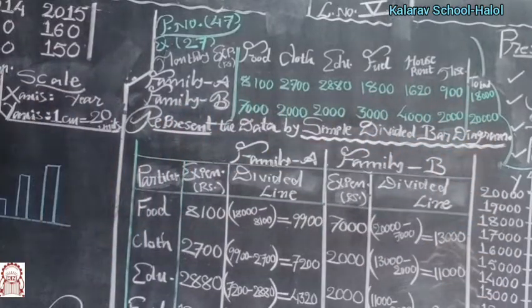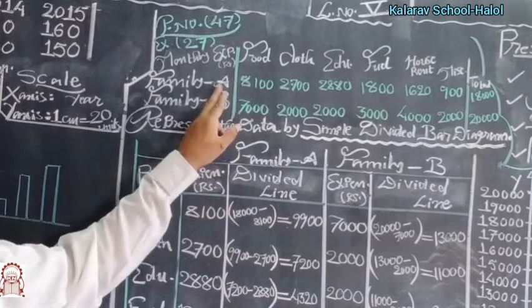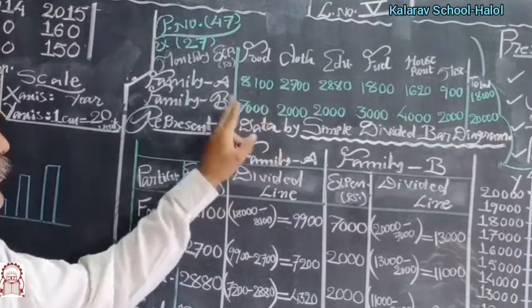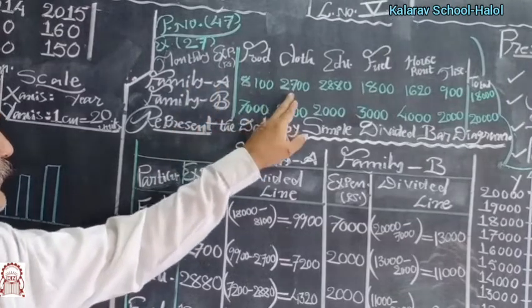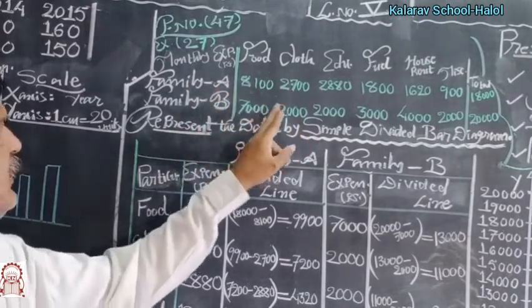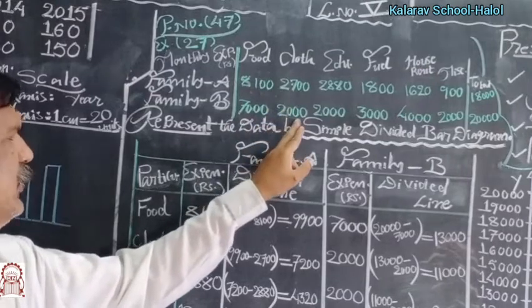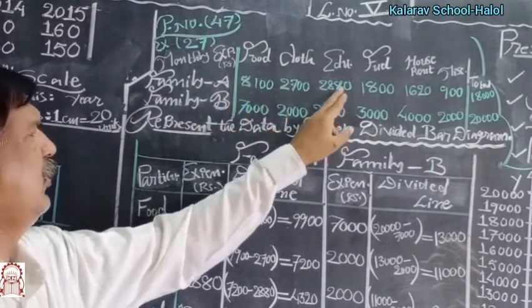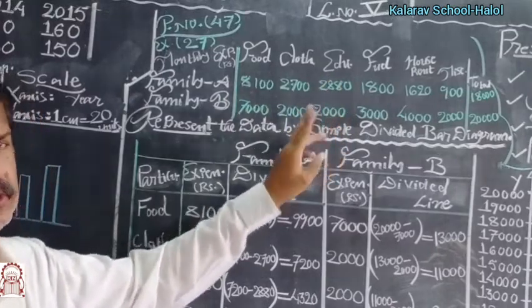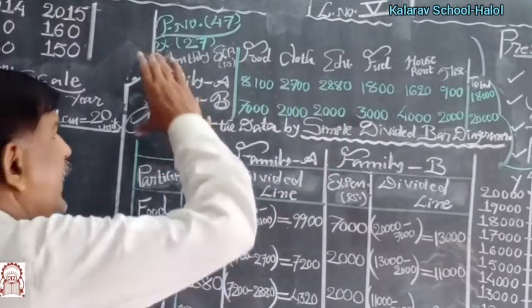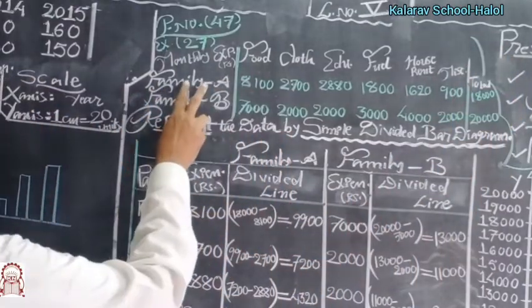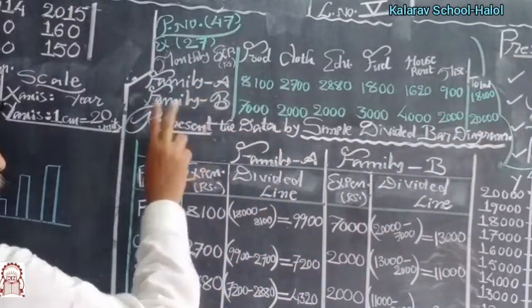For food, family A spends 8,100 while family B spends 7,000. For clothing, family A spends 2,700, and family B spends 2,000. For education, family A spends 2,880 and family B 2,000. This way, data is given to us for the two different families, family A and family B.